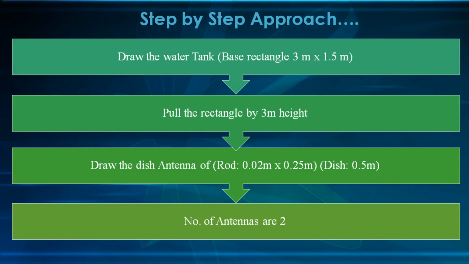Then we need to draw the water tank. The water tank has a base rectangle of 3 meter by 1.5 meter. So basically the length of the tank is 3 meter and the width is 1.5 meter. Then we need to pull the rectangle up by a height of 3 meter. Then we need to draw the dish antenna. The rod length of the antenna is 0.02 meter by 0.25 meter in height. Then the dish has a diameter of 0.5 meter. The number of antennas we are required to draw is 2.